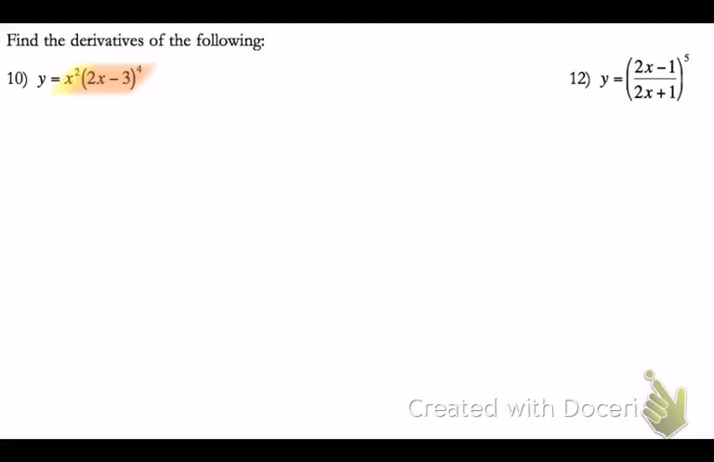So tell me, what do you see in number 12? I see two functions being divided. So when I take the derivative, I need to use the quotient rule. Okay, what else do you see? Good. I also see a composition of functions, which means when I take the derivative, I need to use the chain rule.